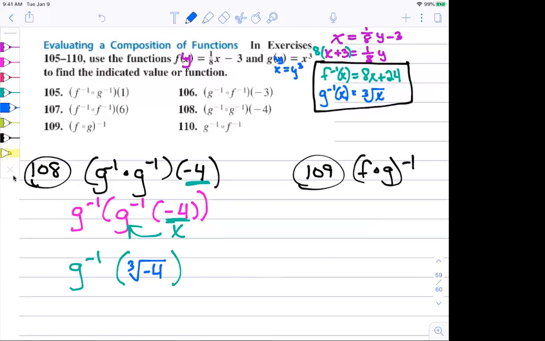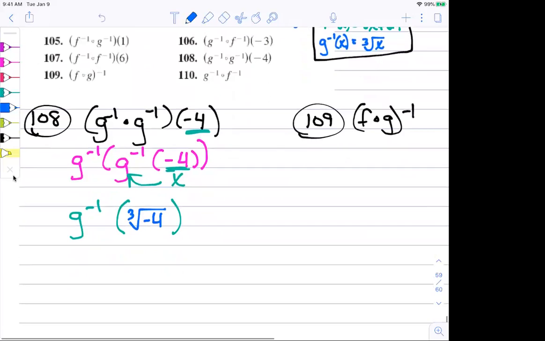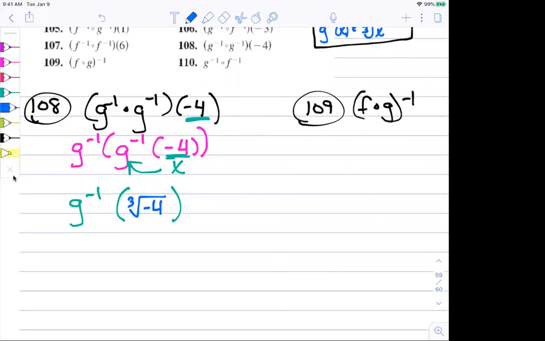Does anybody know what the next step would be? So now I still have the inverse of g, and then inside we have that cube root of -4. Darby, what do you think you would do next? So you would have to cube root that whole thing again because you're using the inverse of g's function. Yeah, so we're essentially taking the same function and plugging it back into itself. So she said this would be then the cube root because that's the inverse function. And then we still have the cube root of -4.